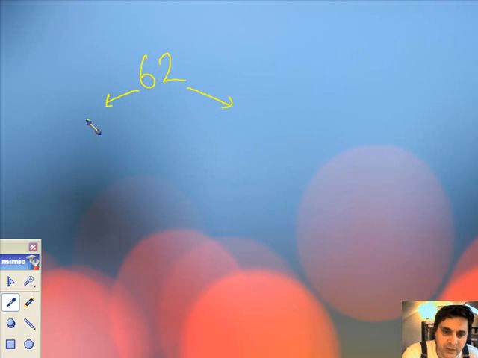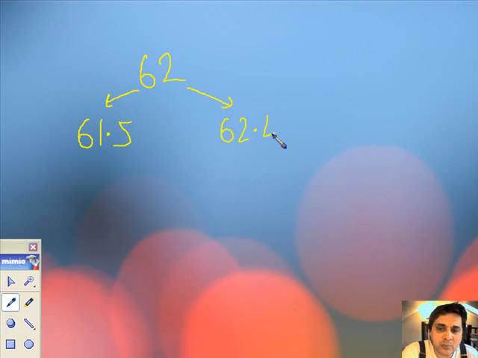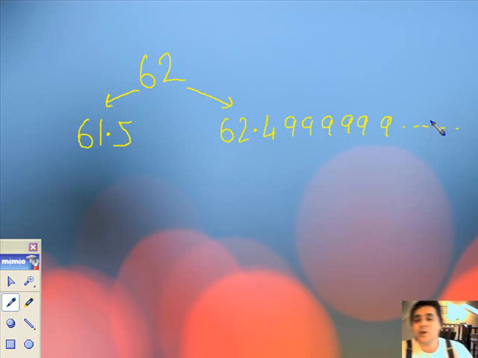Well, apply the rules. I could be 61.5 kilograms and then round myself up to 62, because 5 or more goes up to the next figure. I can be as high as 62.4999999, etc. In other words, I cannot be exactly 62.5, because that's not correct. I could be 62.49 recurring kilograms in weight and still call myself 62 kilograms.